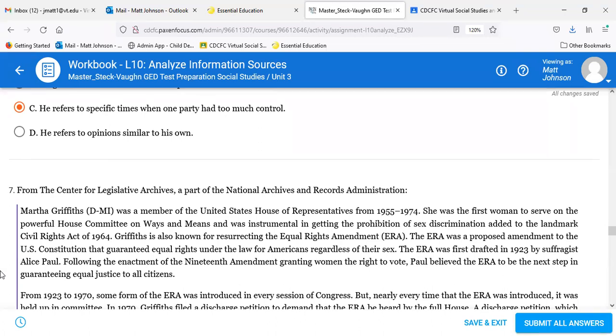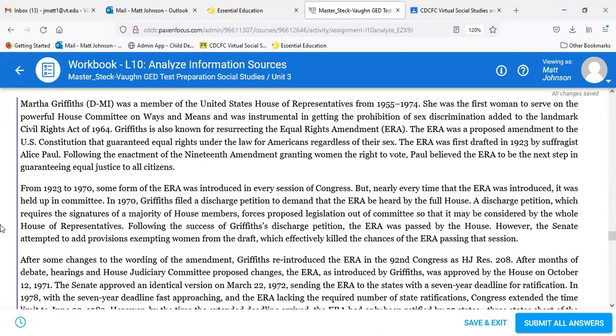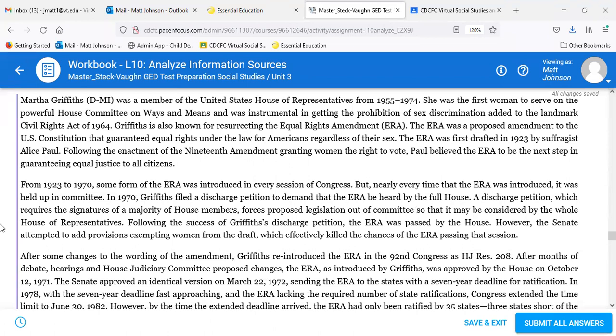The ERA was a proposed amendment to the U.S. Constitution that guaranteed equal rights under the law for Americans, regardless of their sex. The ERA was first drafted in 1923 by suffragist Alice Paul, following the enactment of the 19th Amendment granting women the right to vote. Paul believed the ERA to be the next step in guaranteeing equal justice to all citizens.